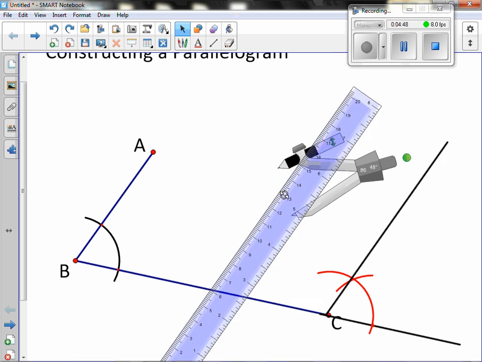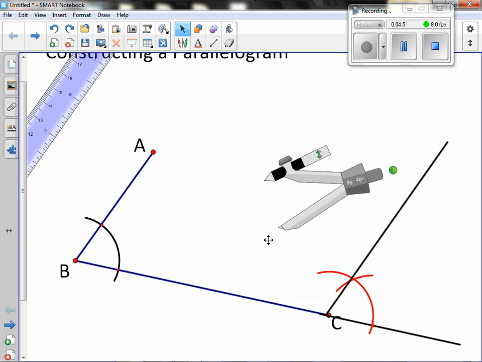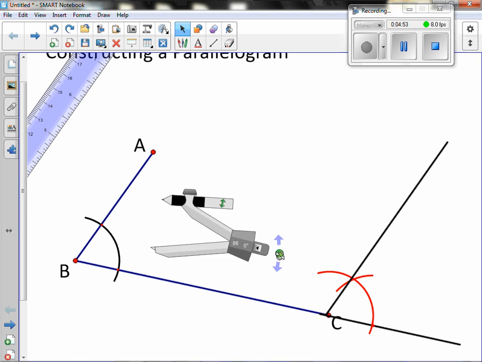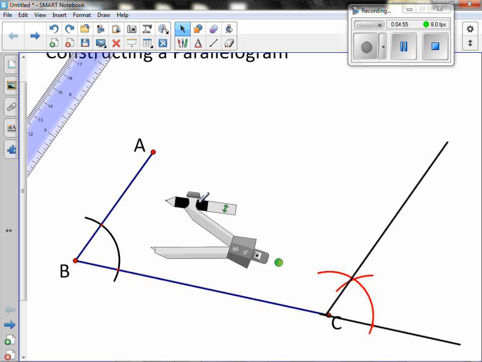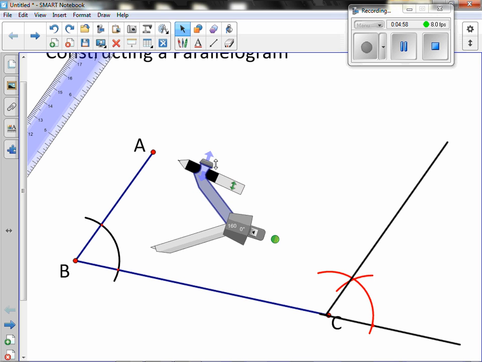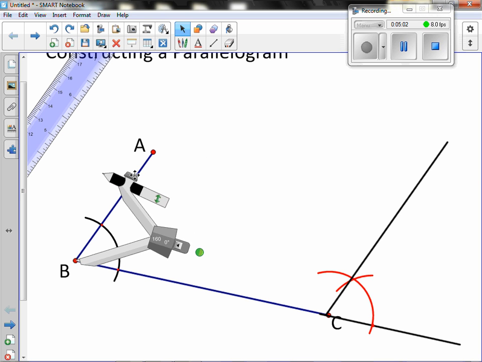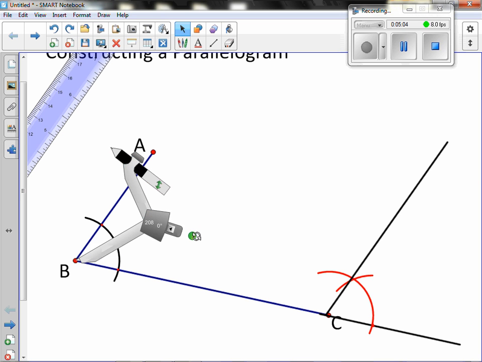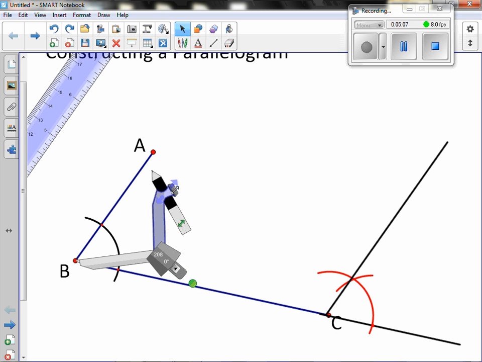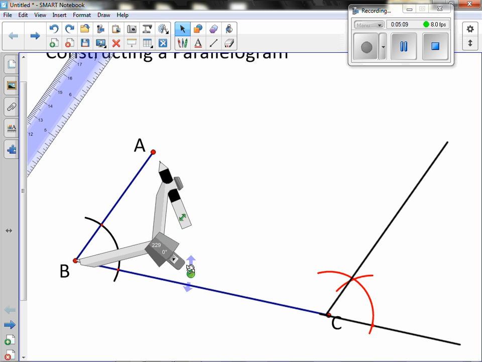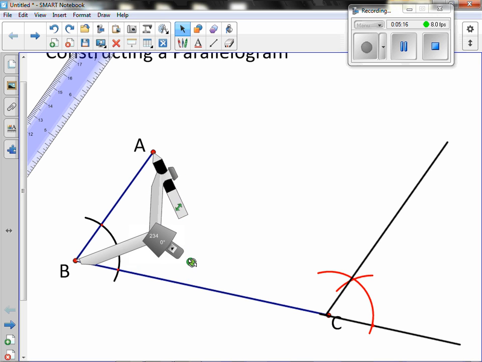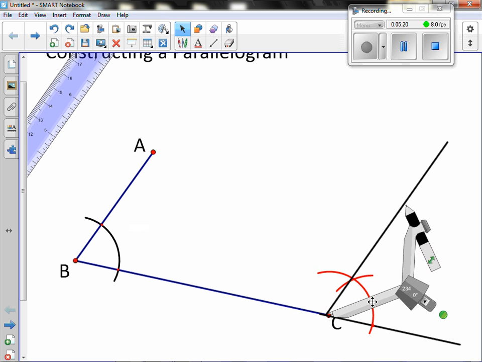All right, now it's pretty easy to make a parallelogram. Now that I have a parallel line, life's pretty simple, like I said. I operate off the fact that a parallelogram has sides that are congruent. So I will measure this distance here. I'll measure the length of AB. I want that same length from point C.